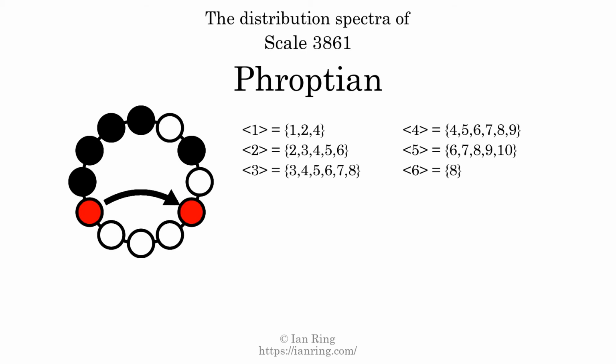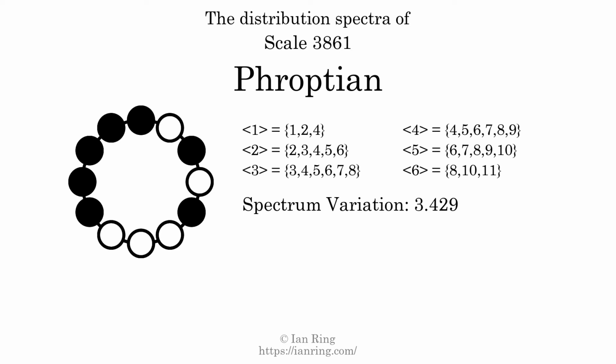8 semitones, 10 semitones, and 11 semitones. The spectrum width of this generic interval is 3. The spectrum variation is the sum of all the widths divided by the number of tones. The spectrum variation of this scale is 3.429.